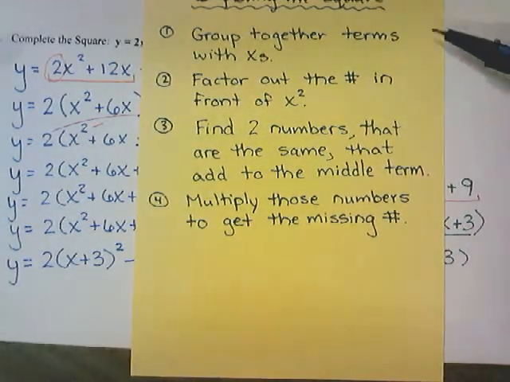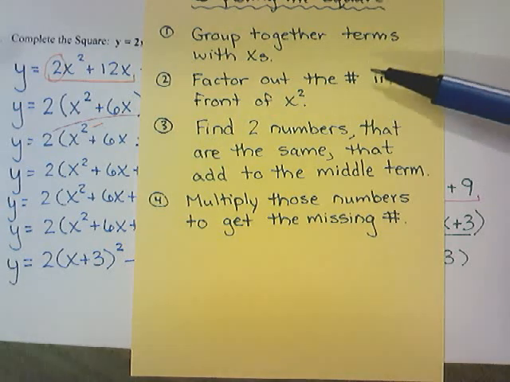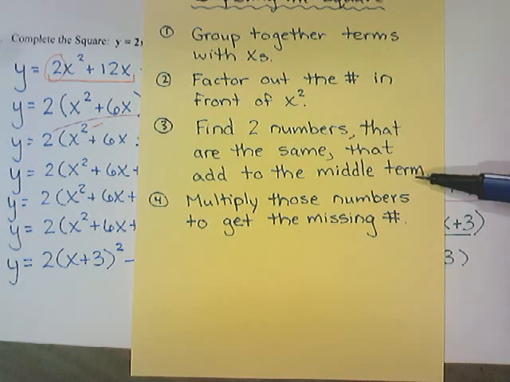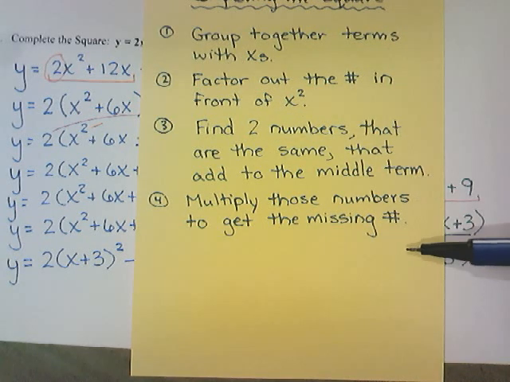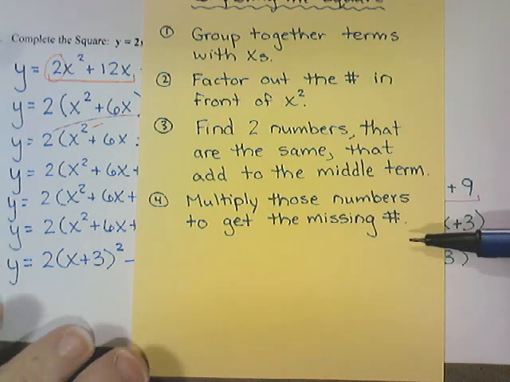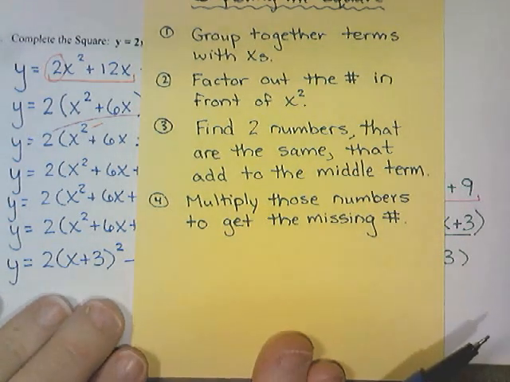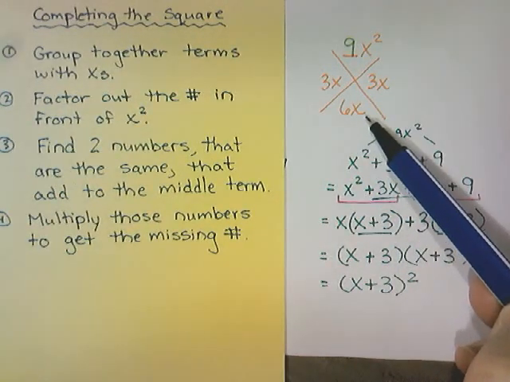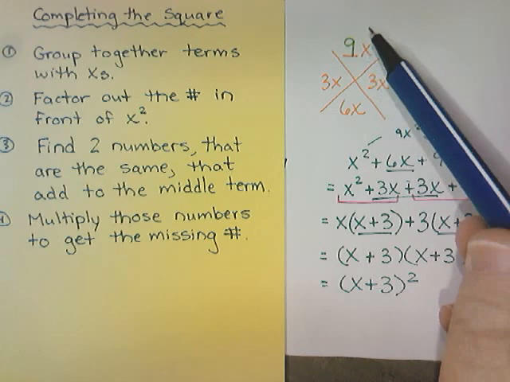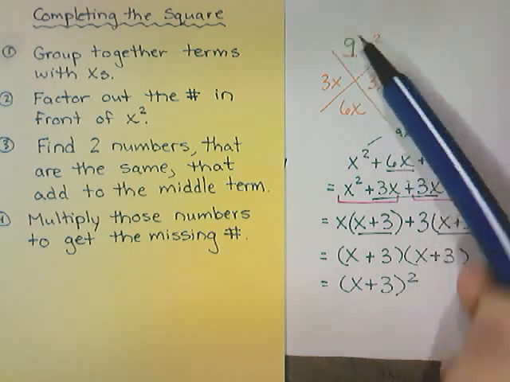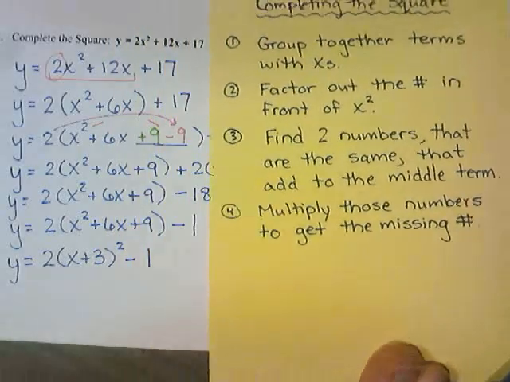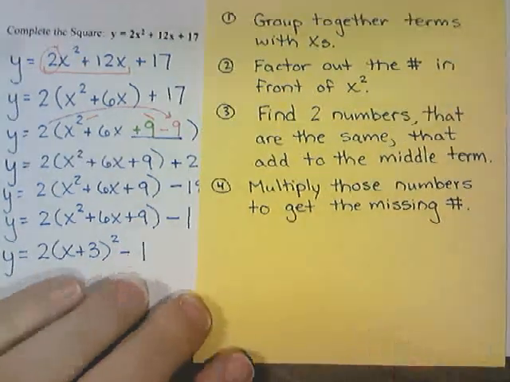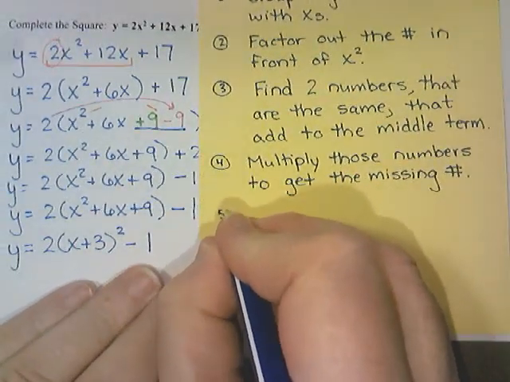Okay, so I'm just going to read through one more time. So we've grouped together terms with x's, factor out the number in front of x squared, find two numbers that are the same that add to the middle term, and then we're going to multiply those numbers to get our missing number. Okay, so we did that. We found two numbers that are the same that add to 6x, right? And then we multiply them together. So we got 9 to get our missing number. So what do we do with that missing number? We add it and subtract it in the bracket. So that's step 5. There's a lot of steps here.